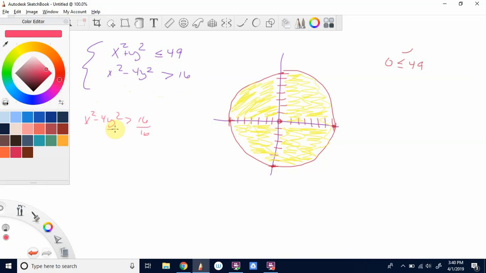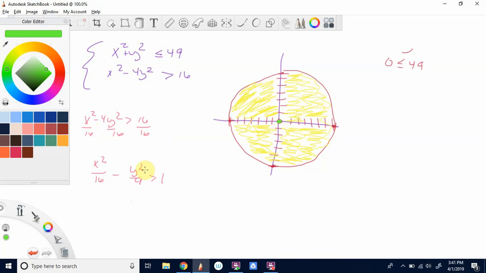I'm going to divide by 16, divide by 16, divide by 16. So I get x squared over 16 minus y squared over 4 greater than 1. So you've got to know your fractions. Do I divide by 4 or do I divide by 16? Well, if you divide by 4, you'd have a denominator and a number that's not 1 over here, so that's not going to work. So you're either going to have 1 over here and possibly denominators, or you're going to have denominators and equal to 1. So my center is 0, 0.